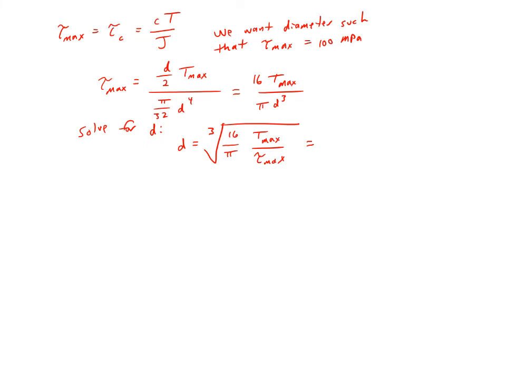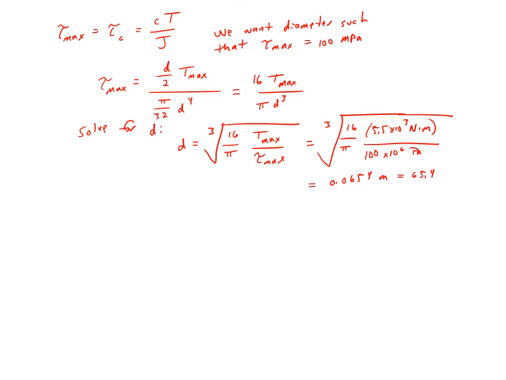All right, if we put some of our numbers in there, we've got 16 over pi. Our max torque is going to be 5.5 times 10 to the third Newton meters, and our maximum shearing stress is 100 times 10 to the 6 pascals. That's going to give us 0.0654 meters, or 65.4 millimeters.